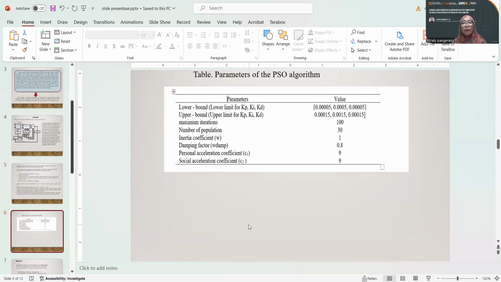This table shows the parameters of the PSO algorithm. Maximum iteration 100, number of population, inertia coefficient 1, damping factor 0.48, personal acceleration coefficient, and social acceleration coefficient 9.